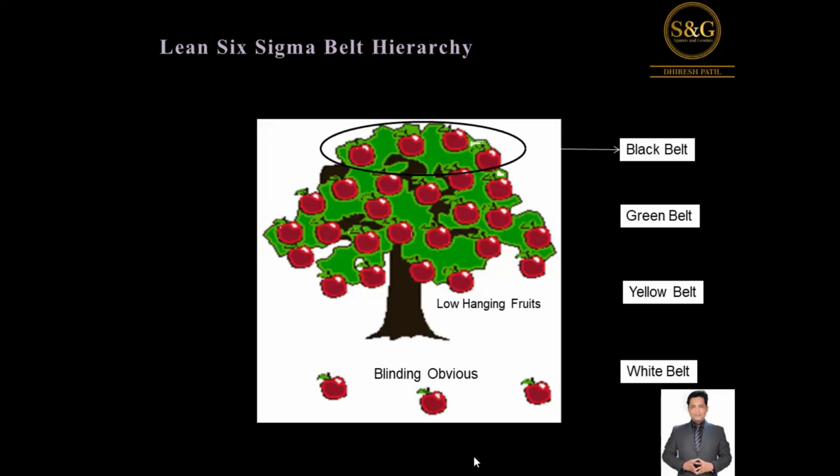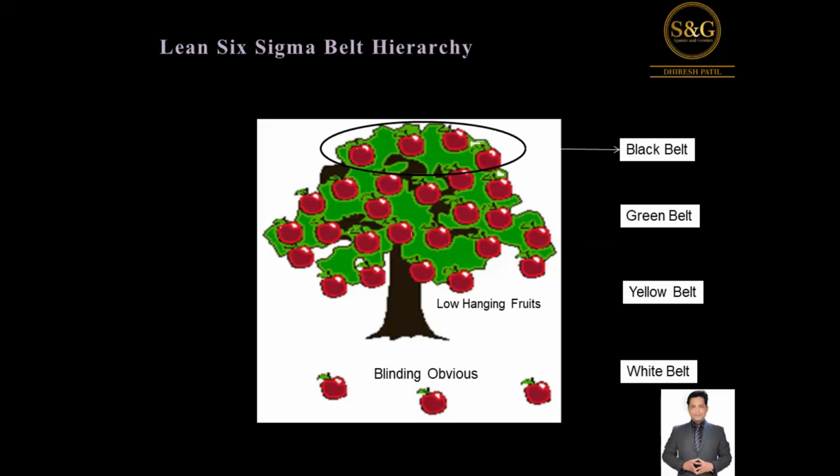Above all these levels, there is a belt called master black belt. Now, master black belt is a mentor in the organization, and he gives training to black belts, green belts, yellow belts, and white belts. Master black belt identifies the opportunities and converts them into projects and distributes them to all the practitioners of Six Sigma.